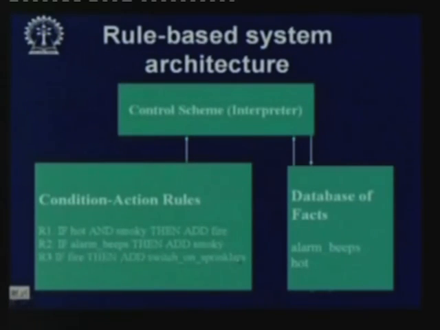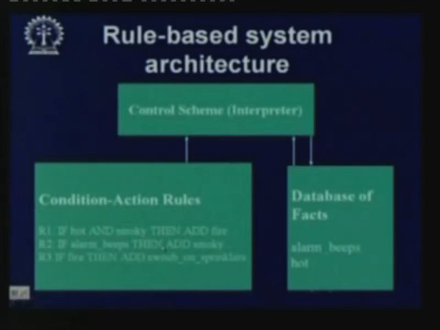If fire, well, no, I do not know anything about fire here, nothing is here. So this antecedent is also not true, and this rule is also not triggered. In this case, we have only one rule that is triggered, that is rule R2. So the control scheme finds that only R2 is triggered, and it has no choice, it fires that.